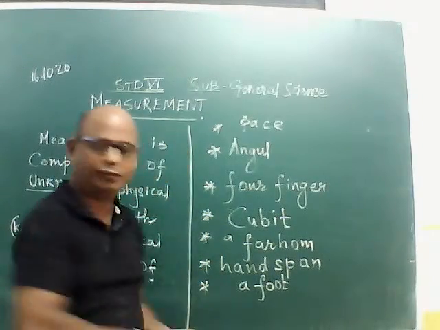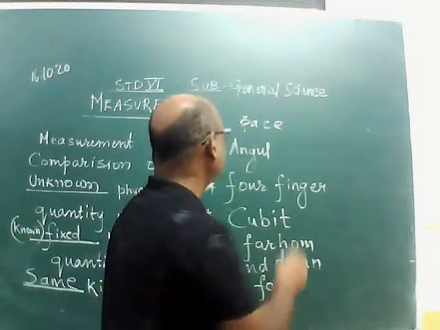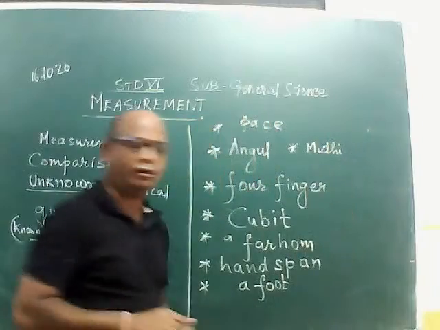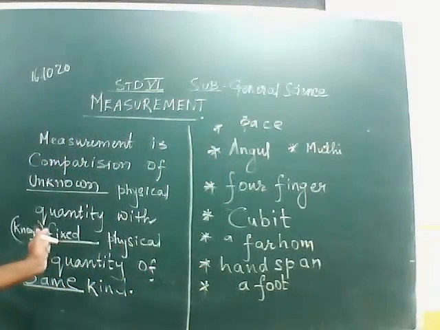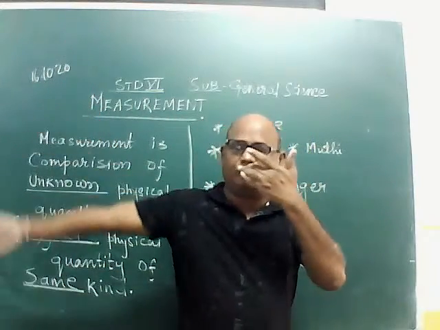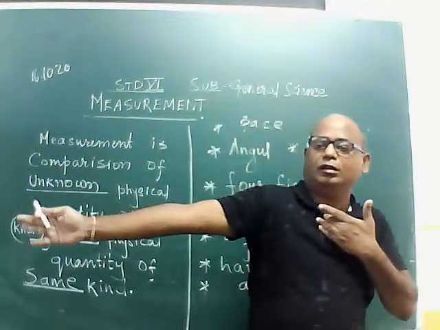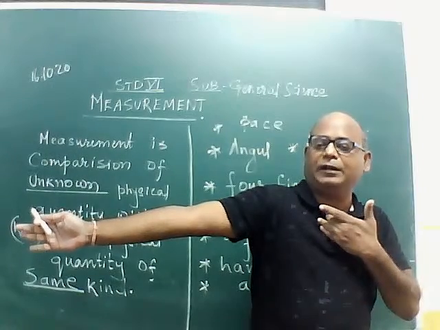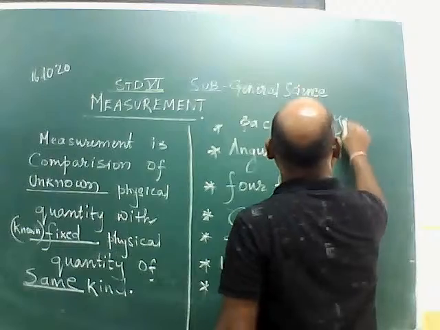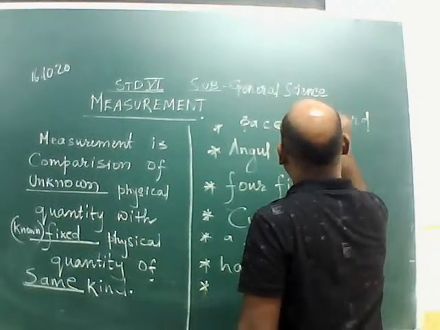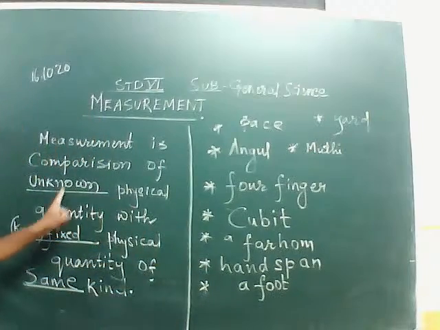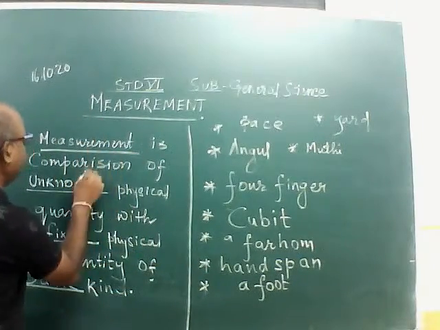Then one more is there. This is muthi, fist. All they used to measure. Then from the center of the nose to the tip of the middle finger of my hand, the distance is a yard. So we will find that this measurement is a comparison.